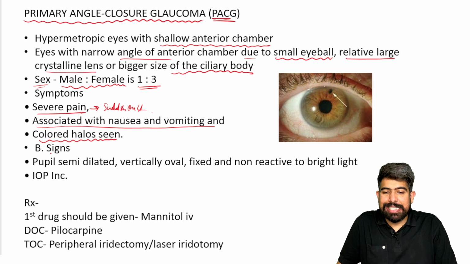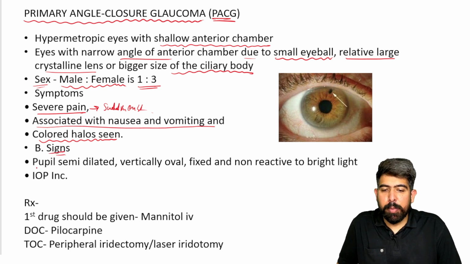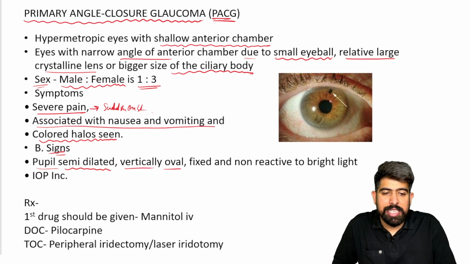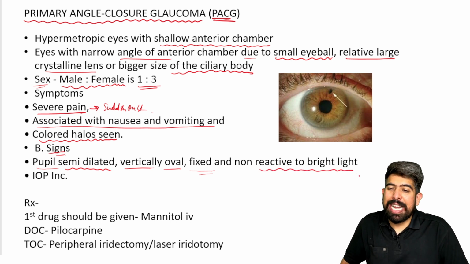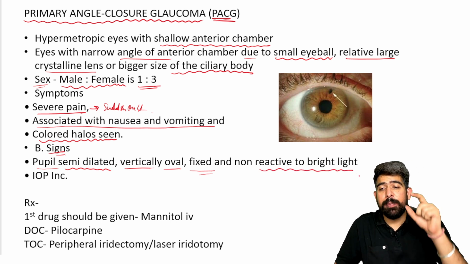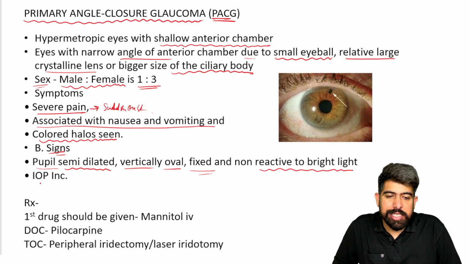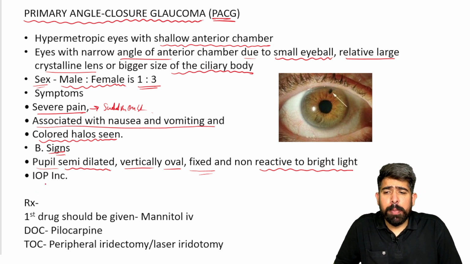If we're talking about the signs, the pupil will be semi-dilated, or you can say mid-dilated. It will remain mid-dilated and vertically oval. It is fixed and non-reactive to bright light also. If I put a bright light into it, it should give me constriction, but it is not constricting, right? So this is your pupillary mid dilation.